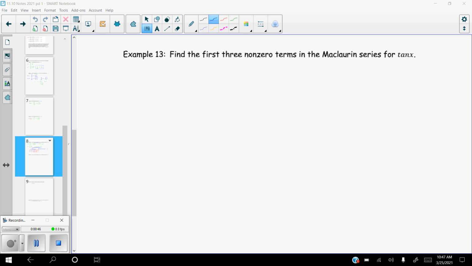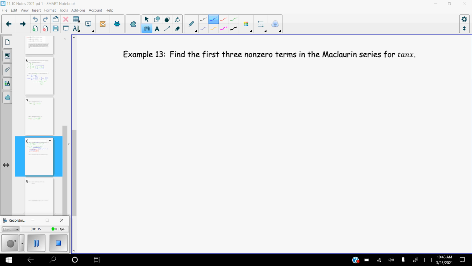Example 13, pretty much the same idea. We want to find the first three non-zero terms for the Maclaurin series of tangent of x. Now, you could develop this by hand. You could figure out, obviously, that tangent of x is f of x, and then you could do the derivative of tangent of x, which is secant squared. After that, the derivatives are going to become chain rules and product rules and all kinds of other messy things.